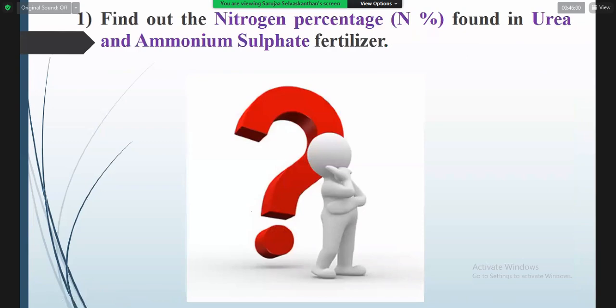Here you have to find the nitrogen percentage in urea and ammonium sulfate. Urea, you know what urea is. Ammonium sulfate also, you know: ammonium NH4 twice, SO4. That is ammonium sulfate. Now you can find the percentage of nitrogen. You can study this in A-level and O-level chemistry.